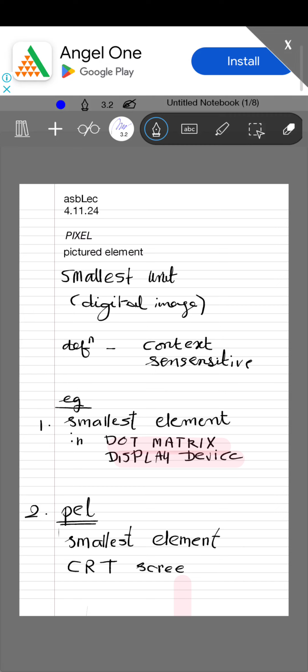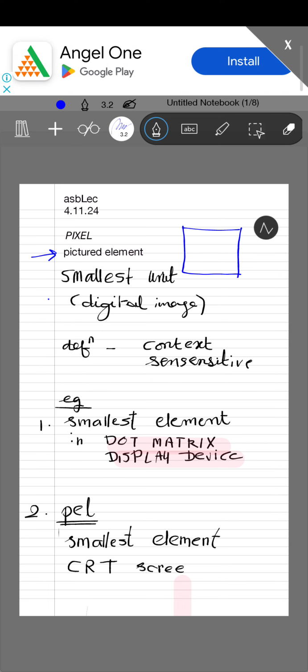Hello students, in this lecture we will be discussing pixels. Pixel is the short form of picture element. It is considered to be the smallest unit of a digital image. That means we have a digital image like this, which can be an image on your mobile phone or on your laptop, whatever.